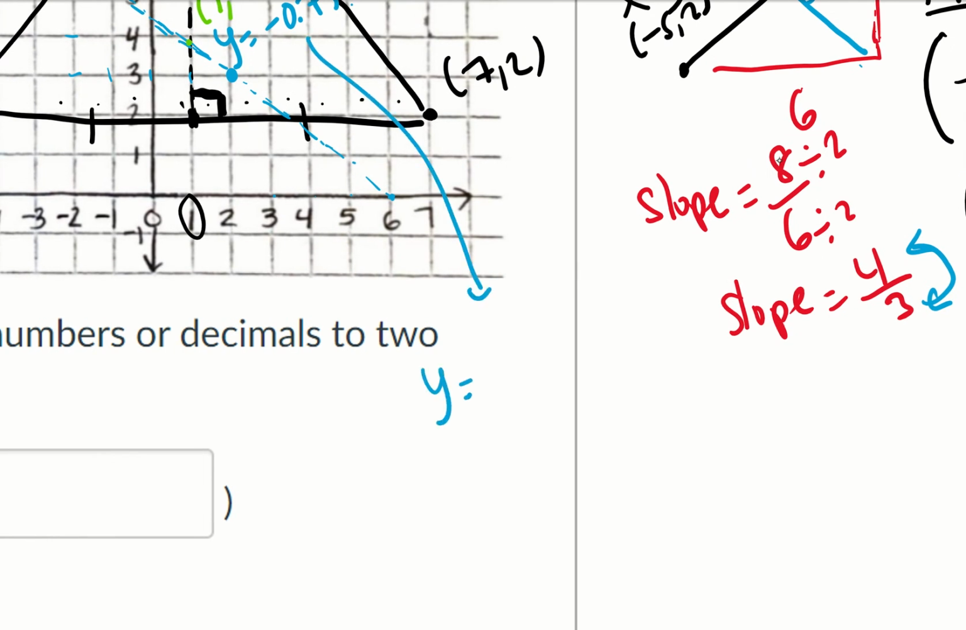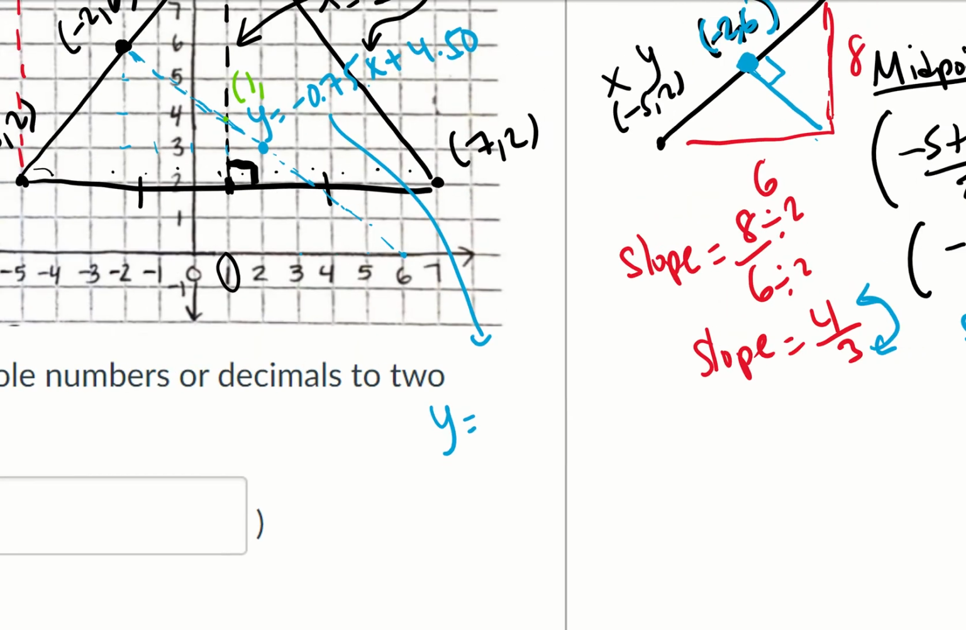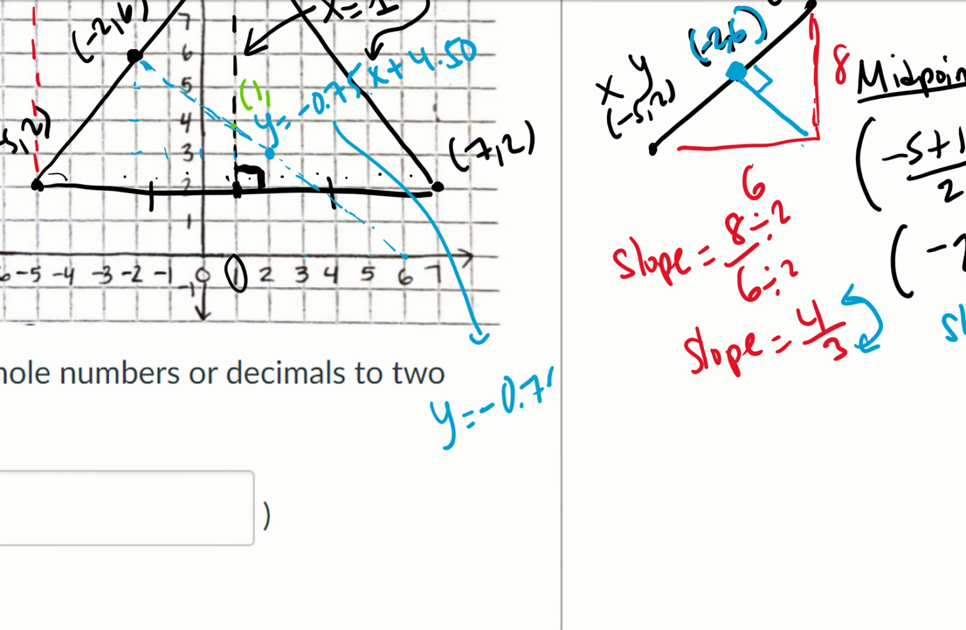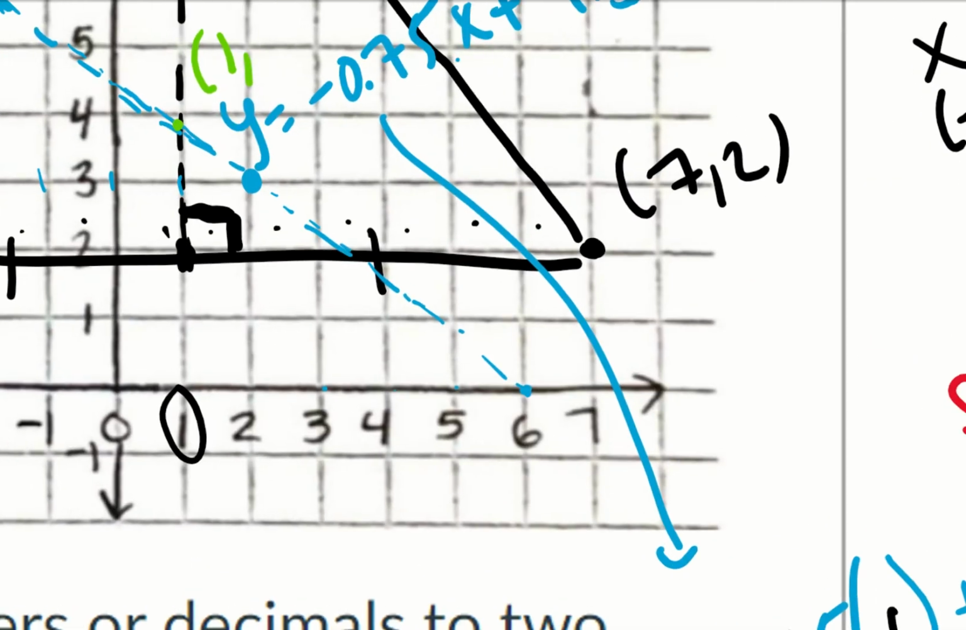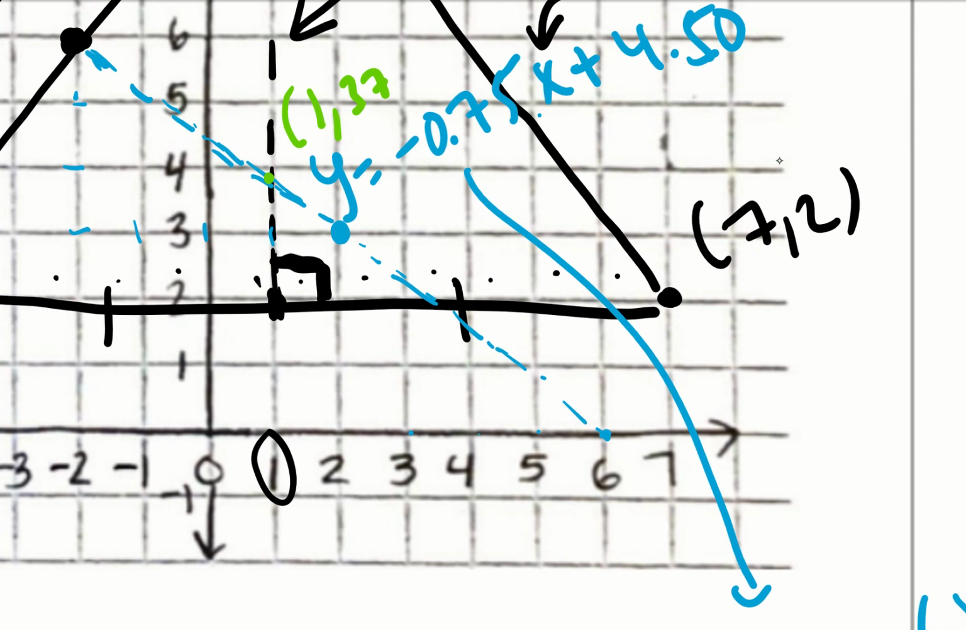So we get y equals -0.75 times x, which is 1, plus 4.50. And so we get y equals -0.75 plus 4.50. 4.50 minus 0.75 is 3.75. Okay, so there's my y value. And therefore, my coordinates are 1, 3.75.